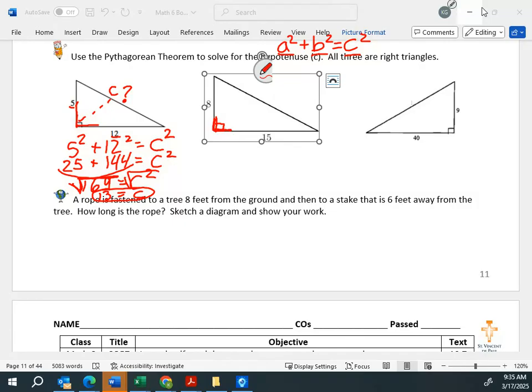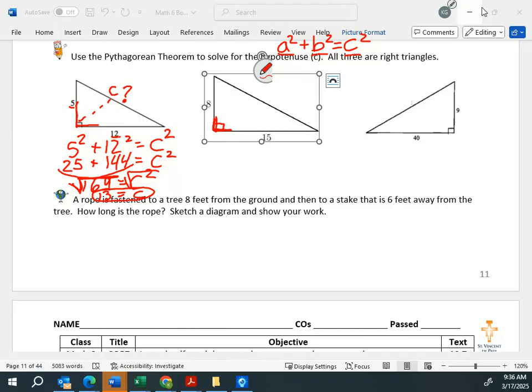If you are given the hypotenuse and you have to solve for a leg, you just fill in the numbers that you know and you do the opposite operations to solve for that leg. These two both have right angles, so they're a little bit easier. And then we have a word problem.